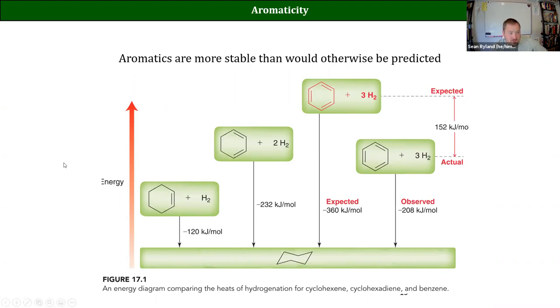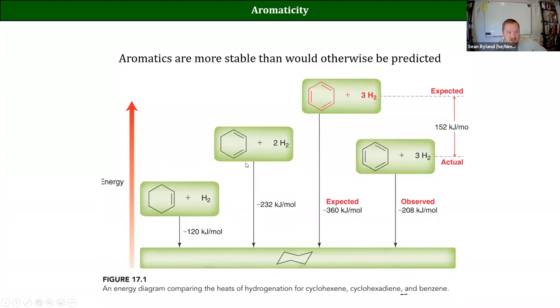This is just that potential energy surface, though it's not really a surface, but this is the graph that shows that aromatics are way more stable than they should be. So if you hydrogenate an alkene, it releases about 120 kilojoules per mole. It's 120 kilojoules per mole more stable to go from cyclohexene to cyclohexane. If it's a diene, it's not exactly double that. If it's an isolated diene, it would be pretty much exactly double this. You'd get 240 kilojoules per mole downhill.